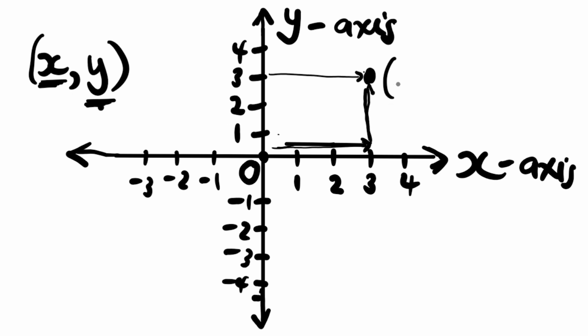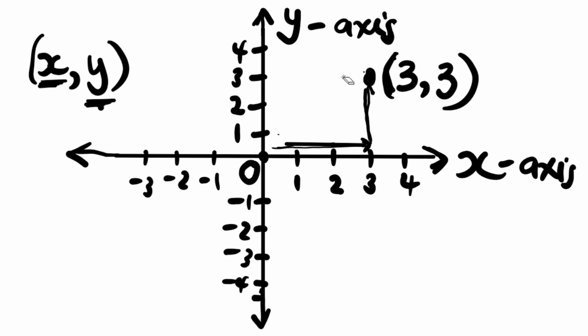So to label this point, how many steps did we take on the x-axis? It is 3, right? We are taking 3 steps, so 3 comma, how many steps did we take on the y-axis? We take 3 again. So 3 comma 3 becomes the point that we have here. This point is labeled 3 comma 3.